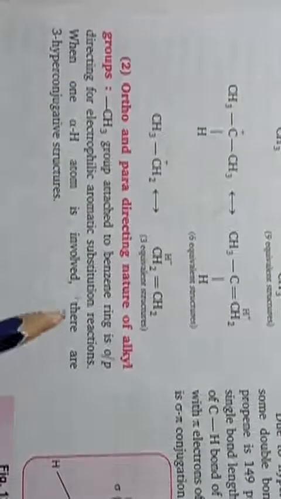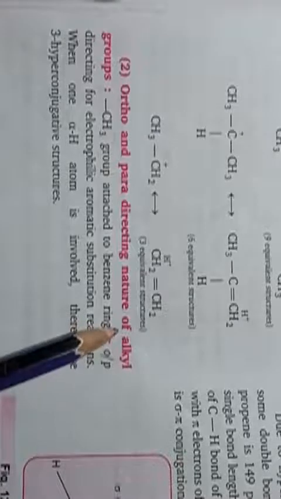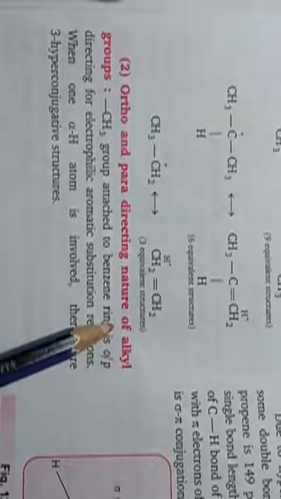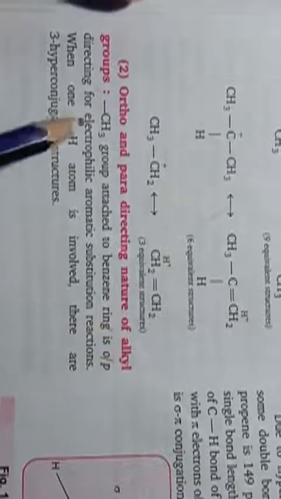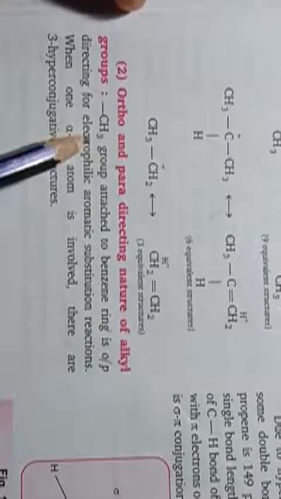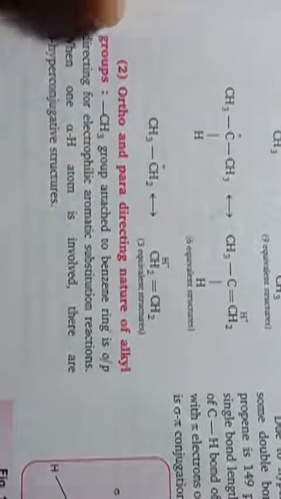The next is ortho and para directing nature of alkyl groups. We can explain this also on the basis of hyperconjugation. Okay students, so ortho and para directing nature of alkyl groups.